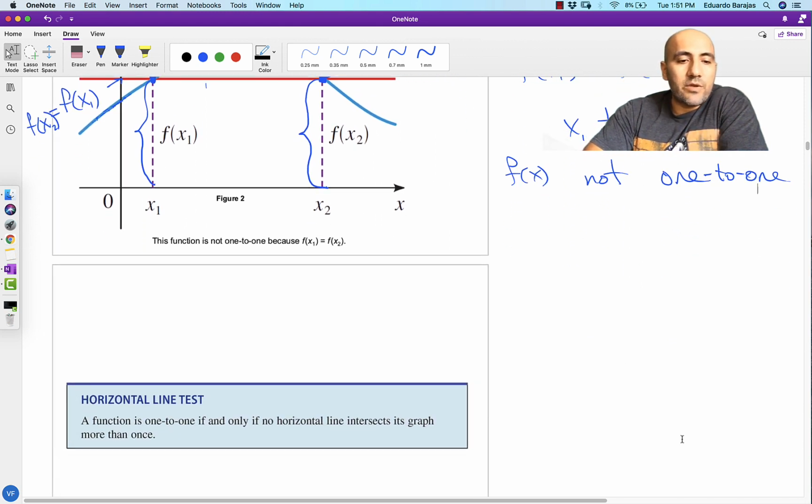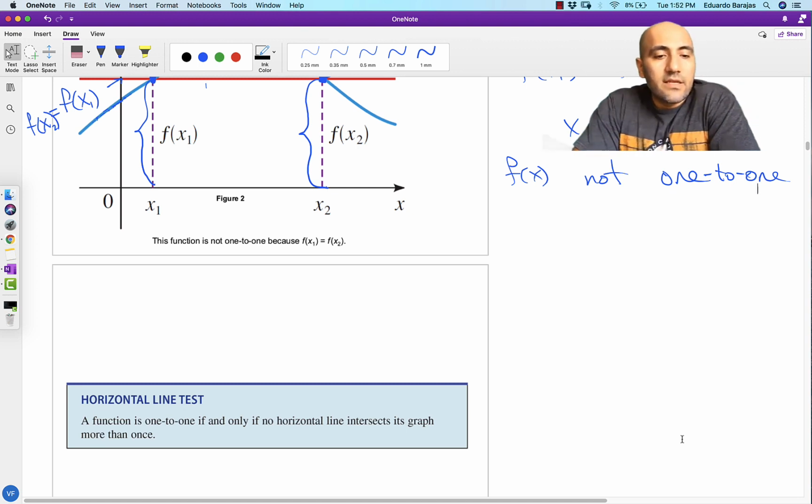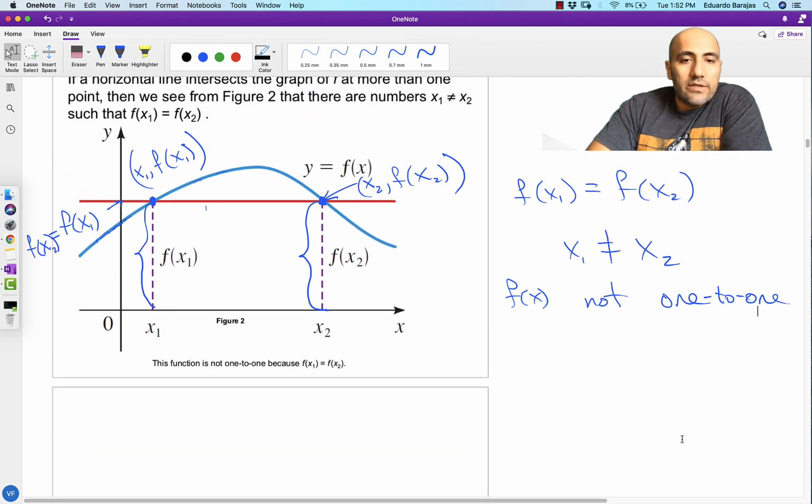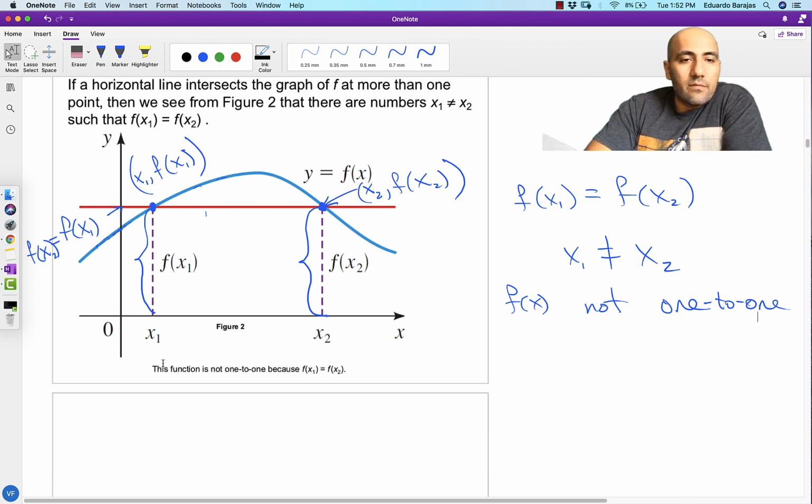Okay, so that leads to something we call the horizontal line test. A function is 1 to 1 if and only if no horizontal line intersects its graph more than once. Right? So as we sweep up and down with this red line, if it ever touches our graph at more than one spot, then we have proven that that graph is not the graph of a function that is 1 to 1.